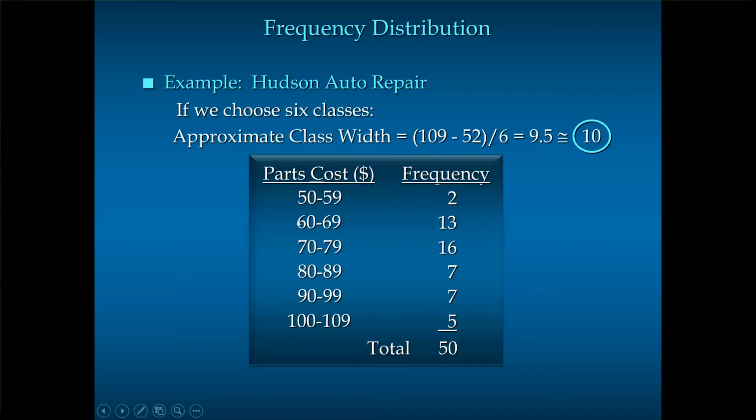Then we go back to look at the original data to see how many parts cost between 50 and 59. We know we only have 2 parts. So that is the frequency distribution for quantitative data. Obviously, this takes more work because we first need to define the classes, then count the frequency.